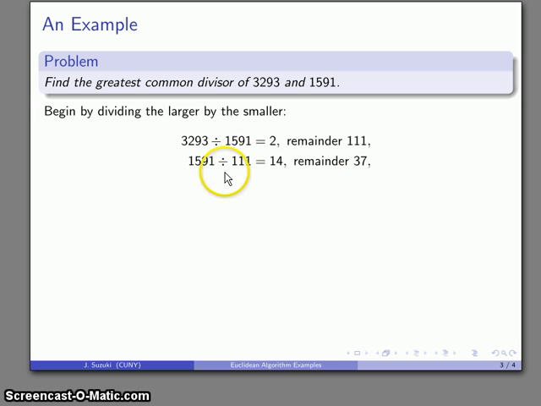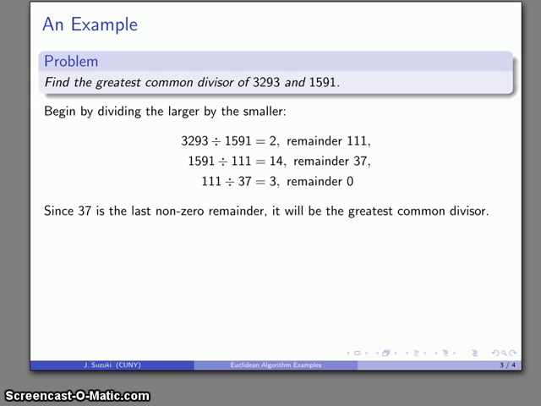And again, we'll slide the divisor over to become the new dividend. We'll slide the remainder over to become the new divisor. And again, we do the division, get our quotient, who cares, and our remainder. And because we have a remainder of zero, that tells us, among other things, we have to stop because we can't slide this over and get our zero as our divisor. And since 37 is the last non-zero remainder, then 37 is going to be the greatest common divisor of these two numbers.